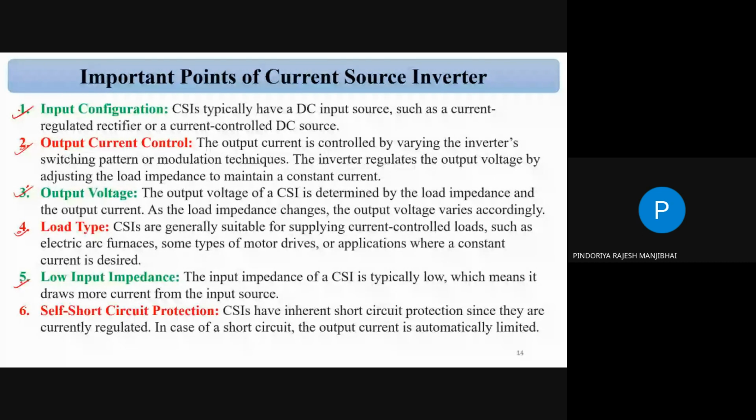Low input impedance, correct? The input impedance of the CSI is typically low. In the case of the VSI, there is a high input impedance, correct? Which means it draws less current from the input source, okay? And short circuit protection is the same as in the VSI, correct?